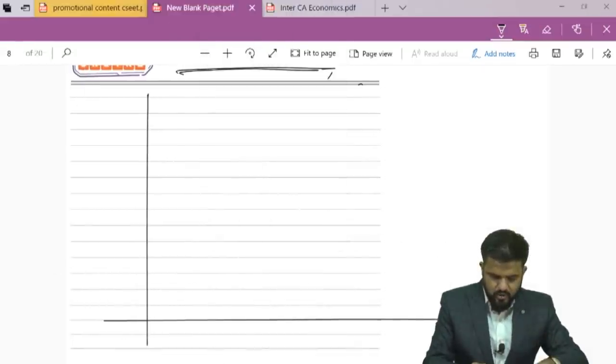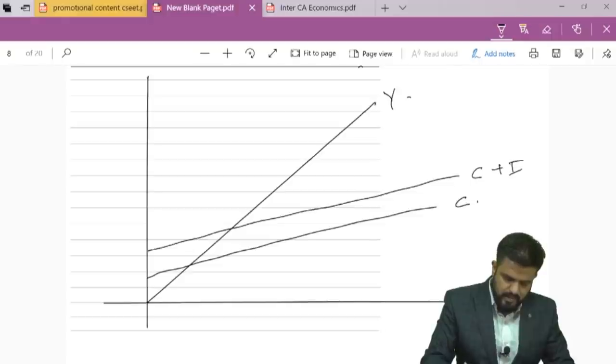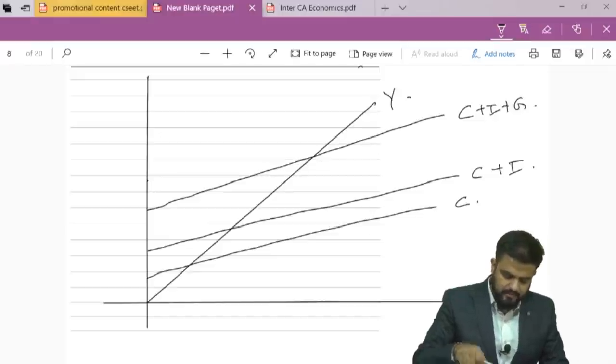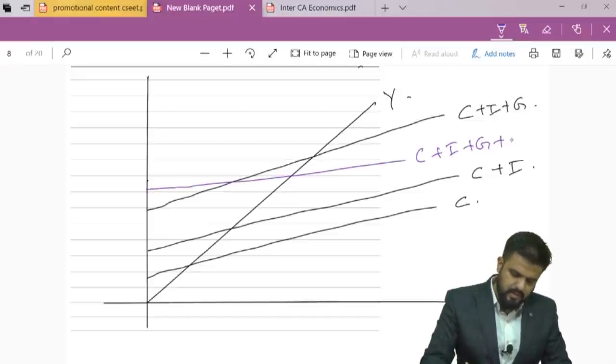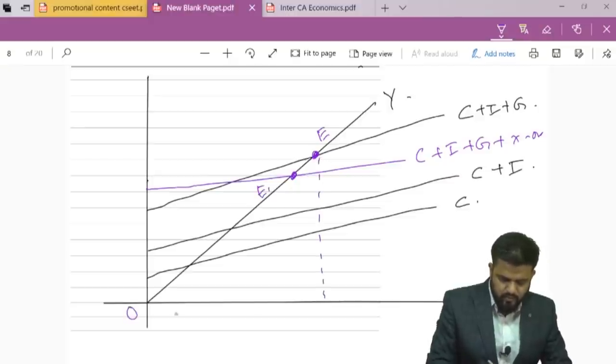See, students, this is your income line. C, C plus I, C plus I plus G, but then it will be C plus I plus G plus X minus M. So students, you can see here, this is your original equilibrium, this is your new equilibrium. So initially national income was how much? It was OY. Now it has reduced. It has become OY1. It has reduced.